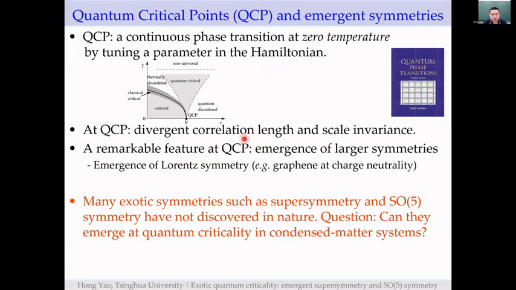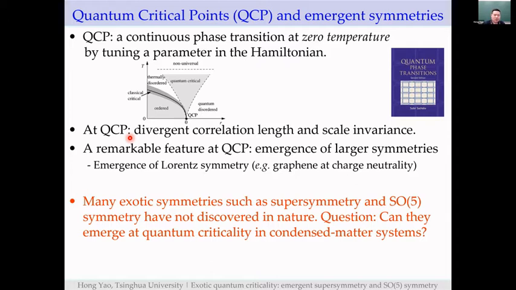I believe that most of the audience are quite familiar with quantum critical points. A quantum critical point is a quantum phase transition at zero temperature by tuning a parameter in the Hamiltonian. At a quantum critical point, the correlation length diverges, and there are emergent properties such as scale invariance, and the symmetry of the system at the quantum critical point can be enlarged.